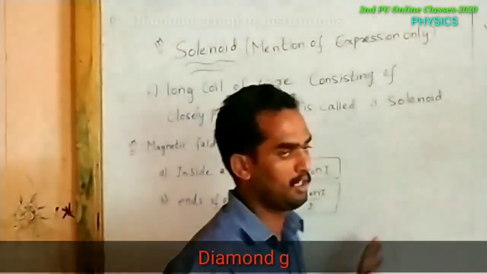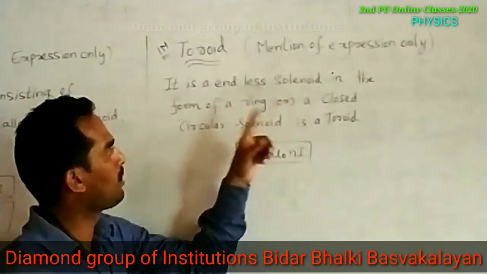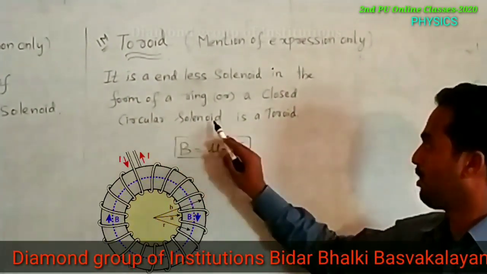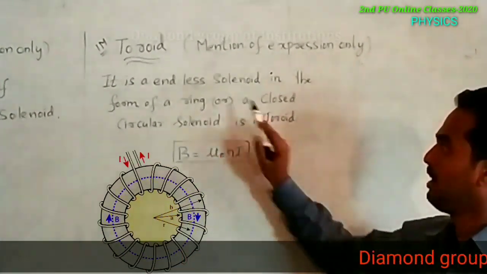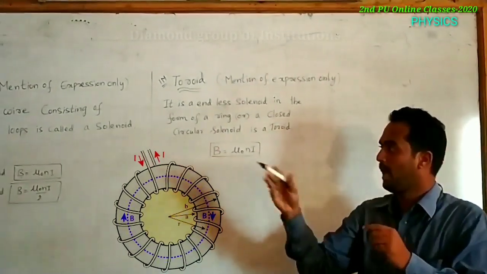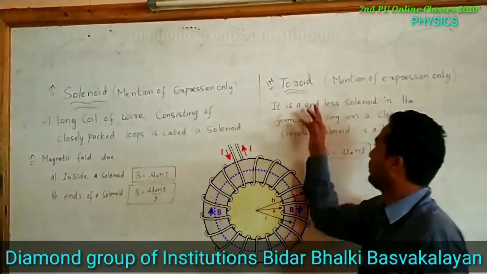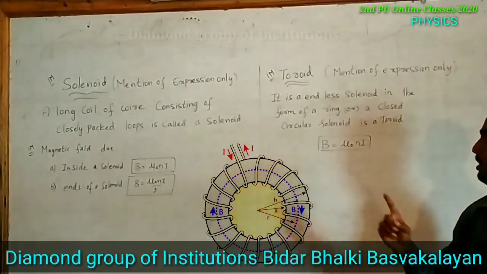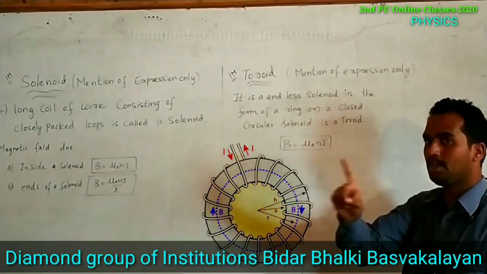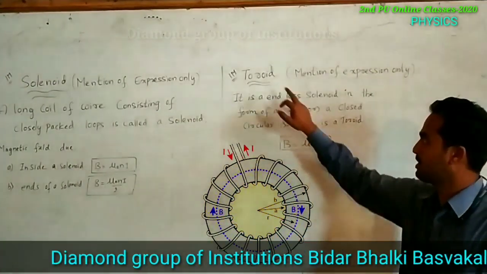In the same way, one more 1 mark definition, that is the toroid. It is an endless solenoid. It is in the form of a ring or closed circular shape. That means it is in the form of a circular shape, whereas the solenoid has a straight shape, and the toroid is an endless solenoid in the form of a ring. That is a ring shaped solenoid. We can say directly a ring shaped solenoid is called a toroid.